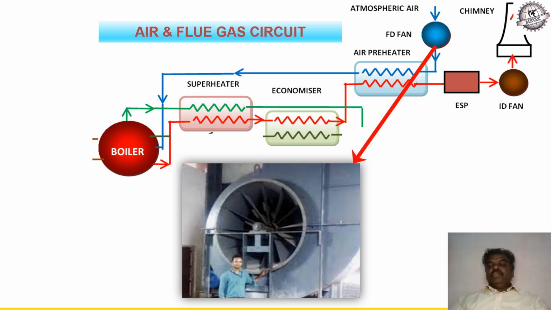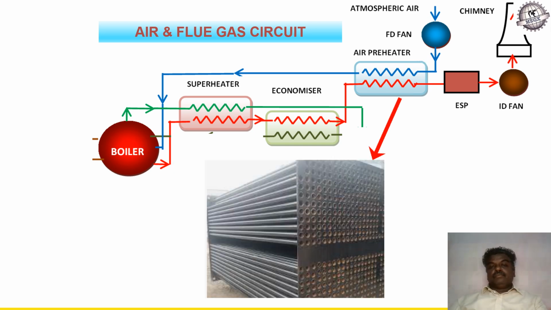So for doing this, we have two different fans, namely the forced draught fan and the induced draught fan. And this forced draught fan does the act of pushing the air through the different parts of the circuit. The air that is forced by the forced draught fan enters inside the air preheater and gets preheated. The air preheater is a heat exchanger which exchanges the heat from the flue gas to the cold air that's going to the boiler.